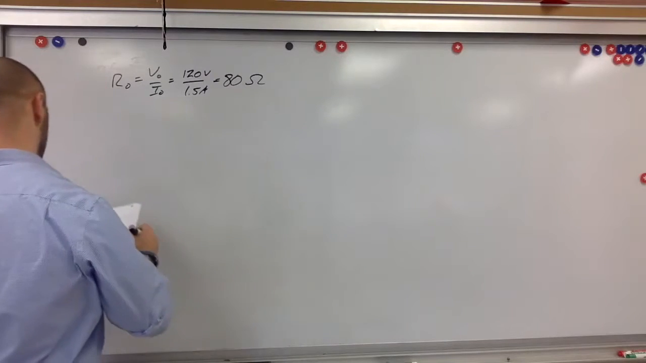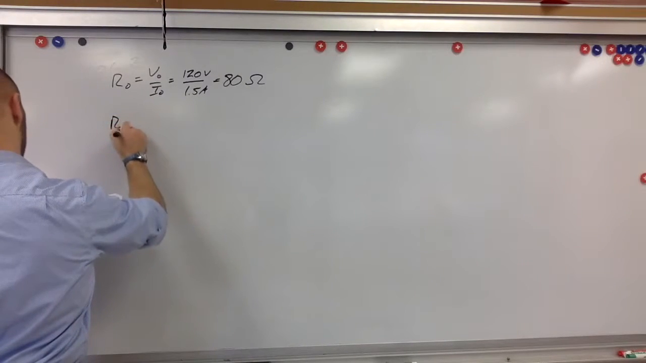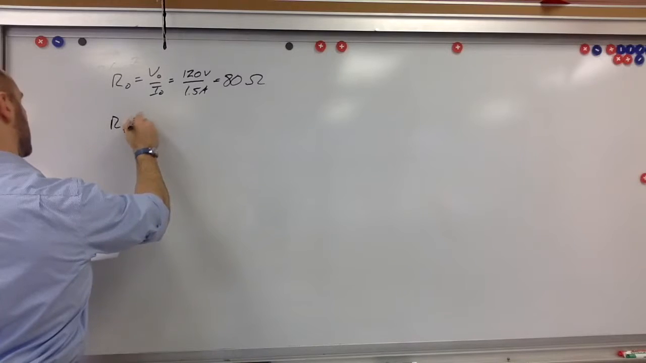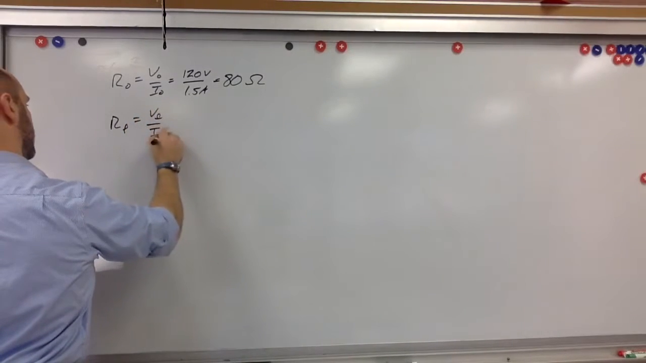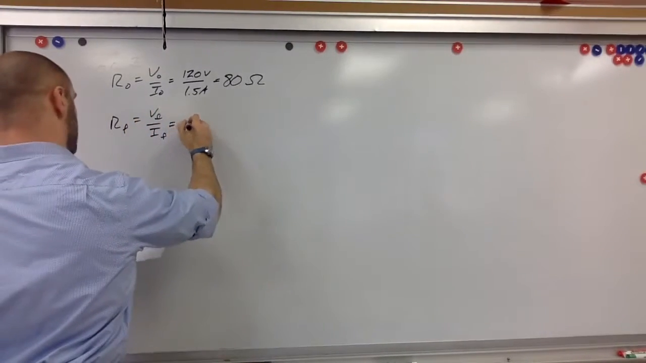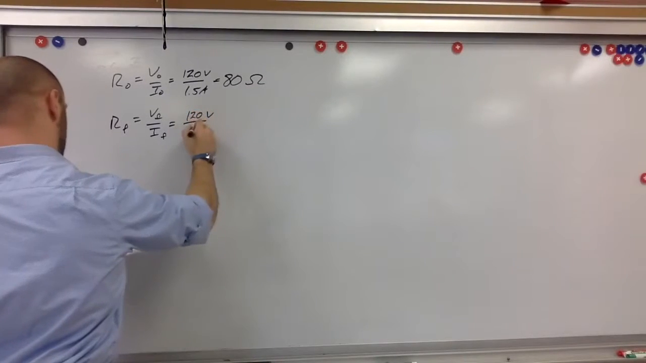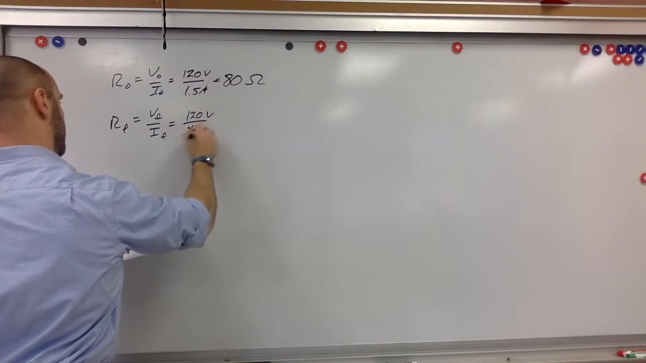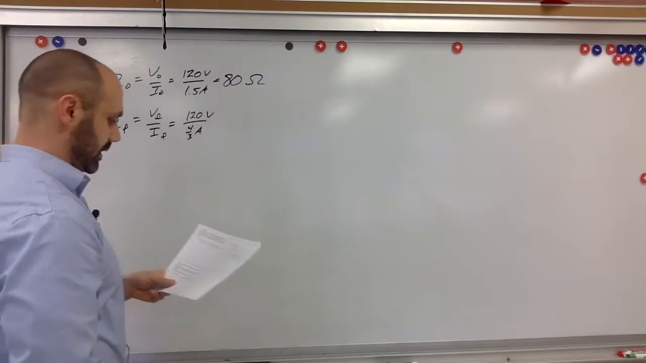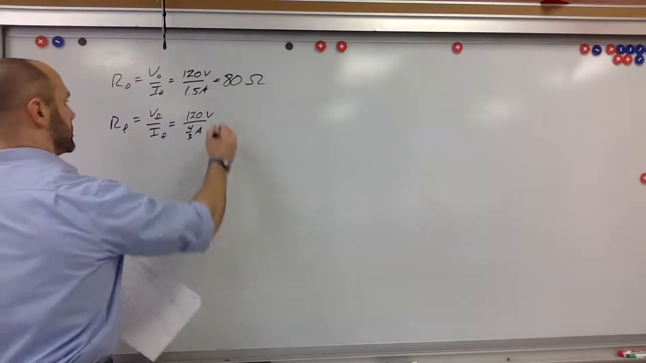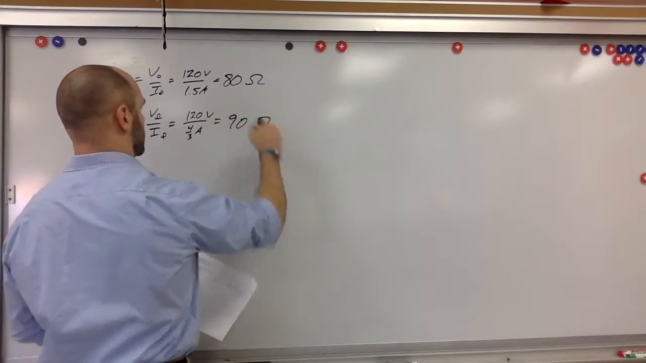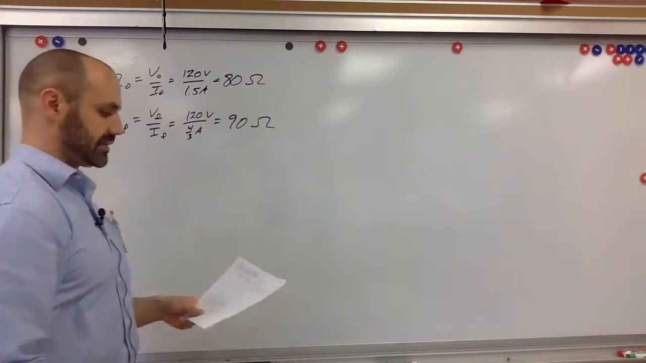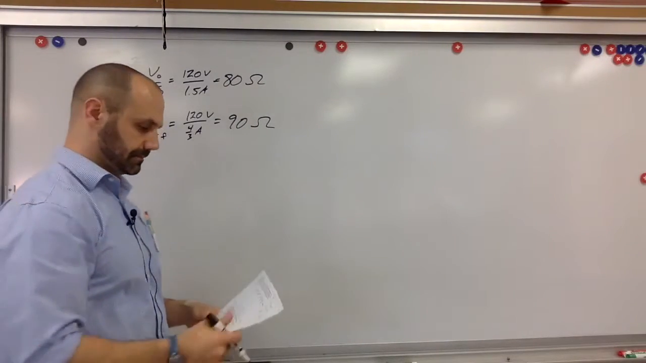And then our final R is VF over IF. And so this is 120 volts over 4/3 of an amp, right? That's the 1.33 amps later on. And so this now is 90 ohms. This thing has changed resistance by 90 ohms.